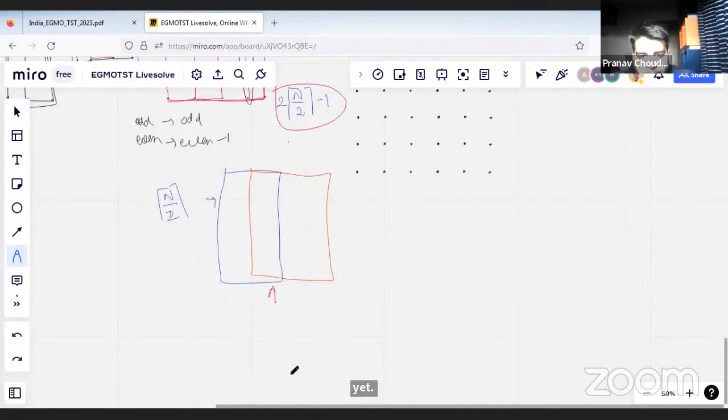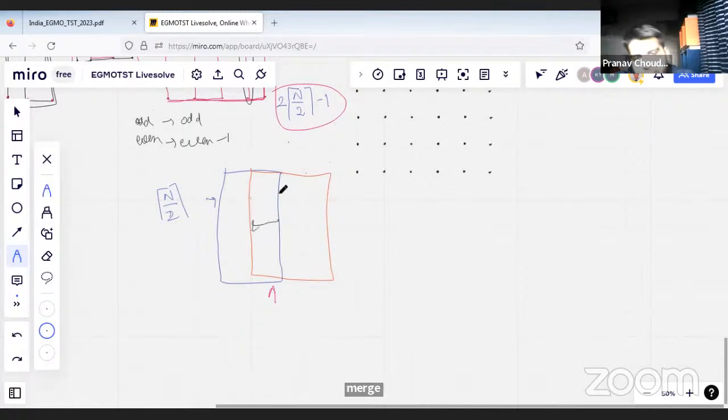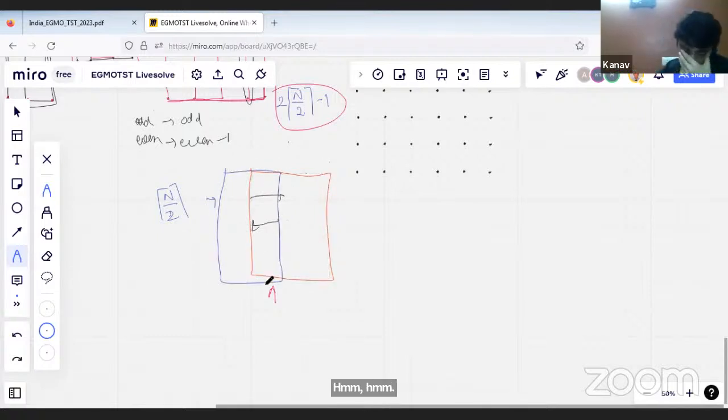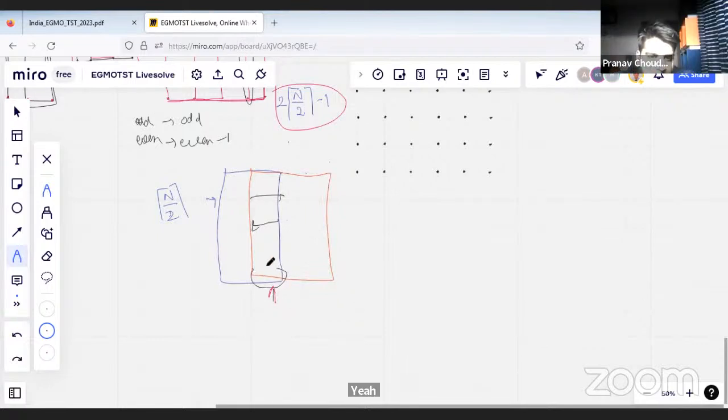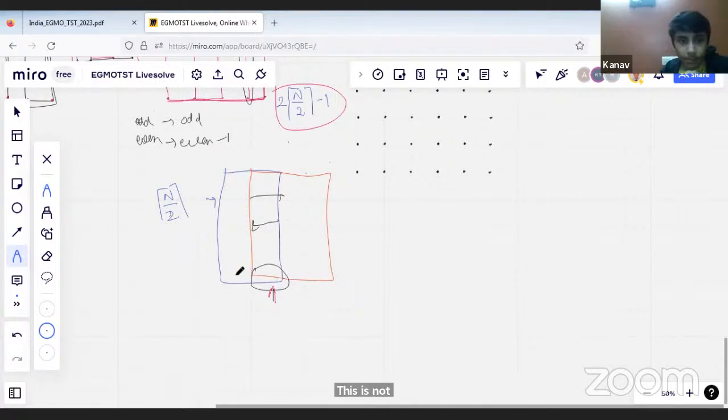Like this line wouldn't be counted again, so you can't merge. No, you can do this. Like take blue one to be here and orange one to be here. So blue one becomes this and orange becomes this. Right. Yeah. But then the issue is this gets rejected. This is not counted, right? Yeah, but you can still stretch out the blue until here.